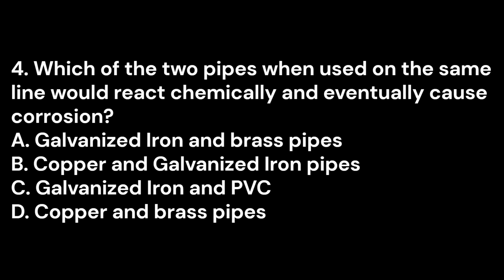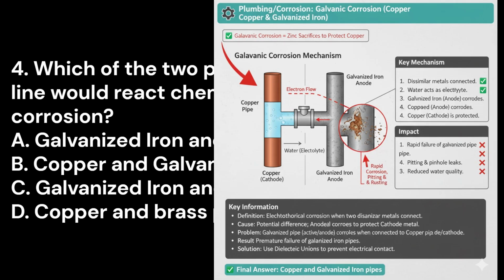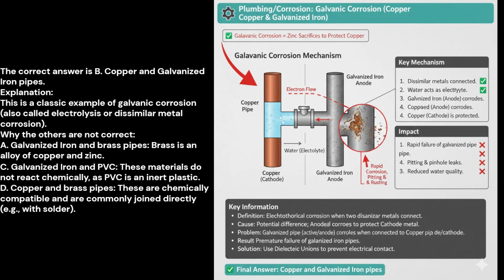Number 4. Which of the two pipes when used on the same line would react chemically and eventually cause corrosion? A. Galvanized iron and brass pipes. B. Copper and galvanized iron pipes. C. Galvanized iron and PVC. D. Copper and brass pipes. The correct answer is B. Copper and galvanized iron pipes.